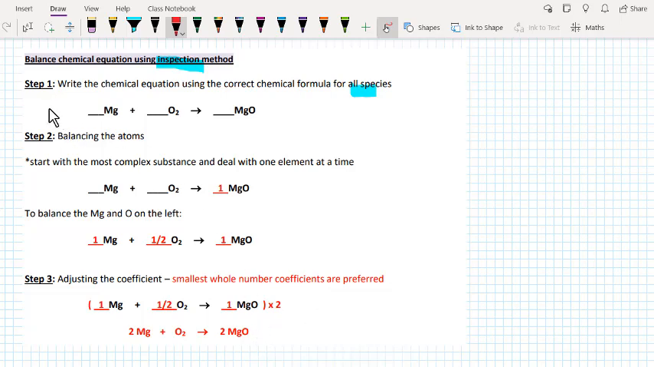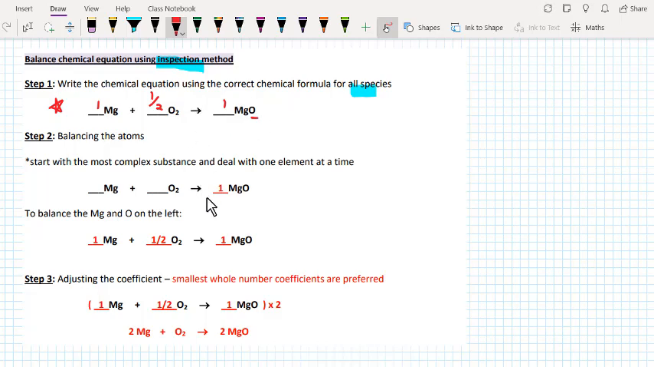So if you look at the first example over here, we want to balance magnesium. It's very clear we have 1 Mg on the left, so we put 1 magnesium oxide on our right-hand side. So 1 Mg, they are balanced, then we want to balance the oxygen. Since we only have 1 oxygen on the right, on the left we need to halve the O2 so that we have 1 oxygen on the left and 1 oxygen on the right.